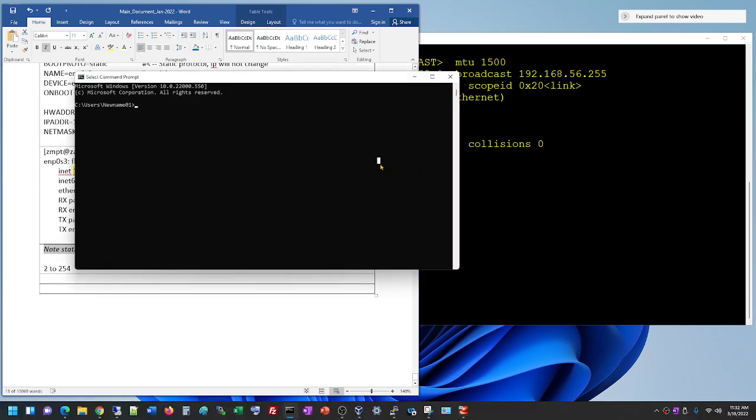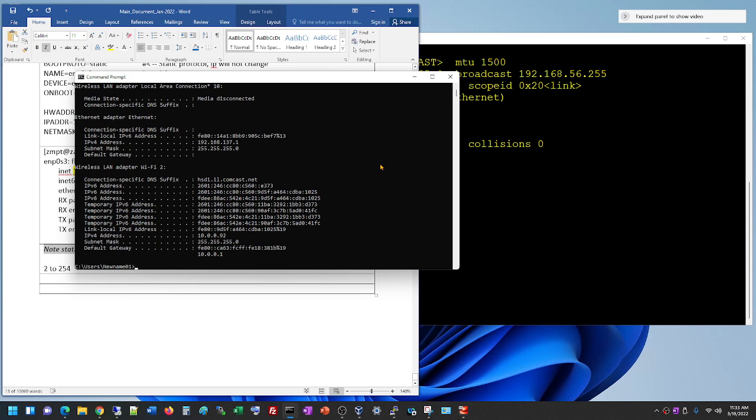If you do ipconfig on your system here, right now my IP address is 10.0.0.92, and this is the router name. This is the router which is giving me this IP address. So this is my Comcast, and this is the IP address for my system here.